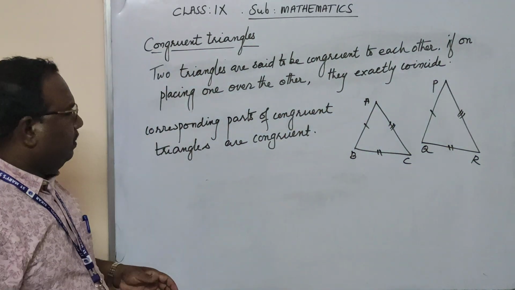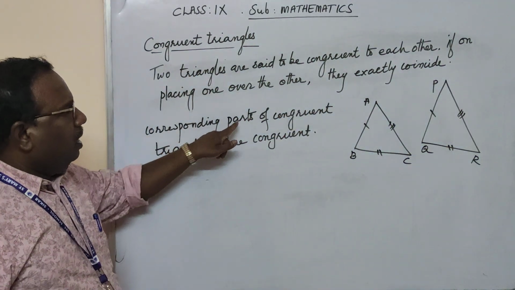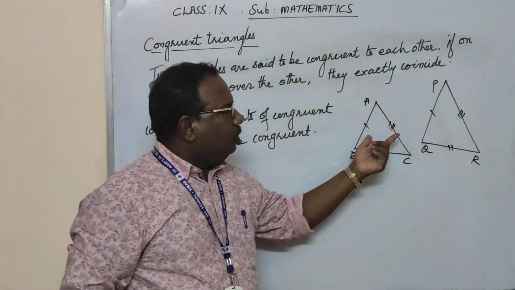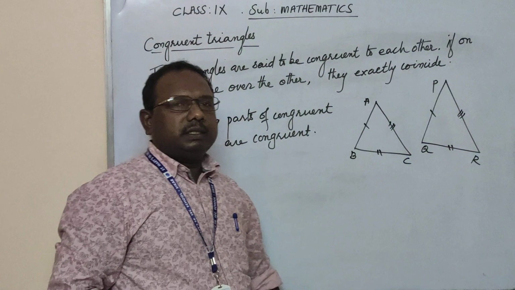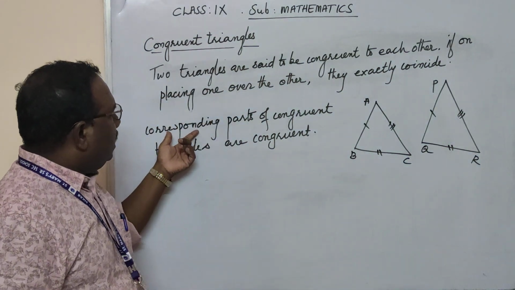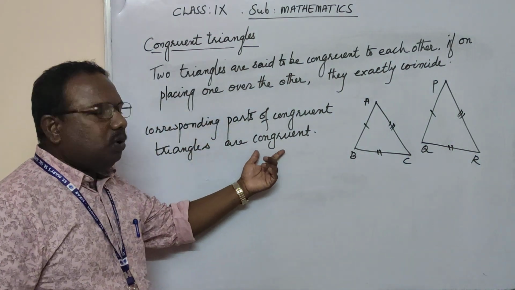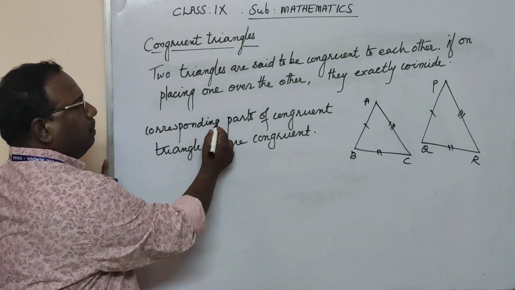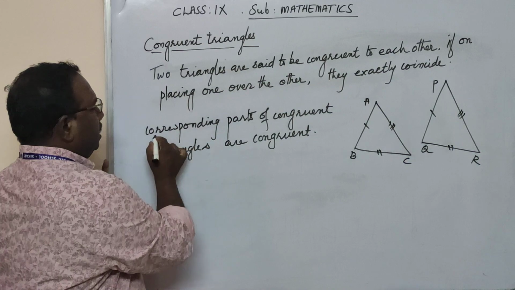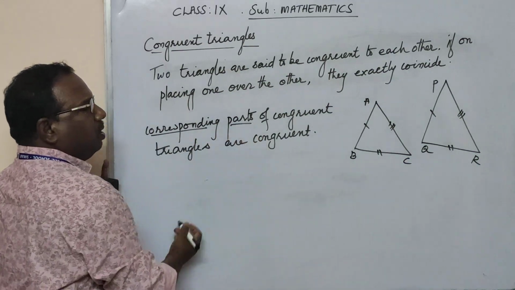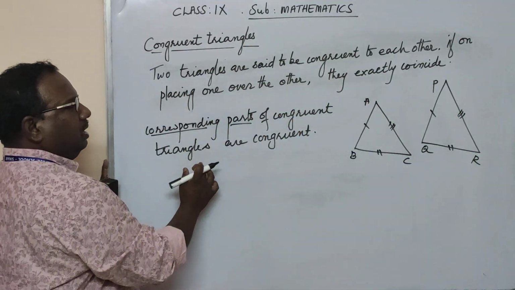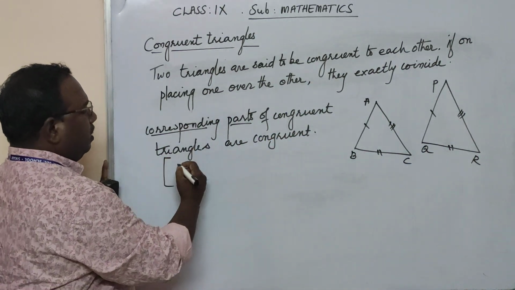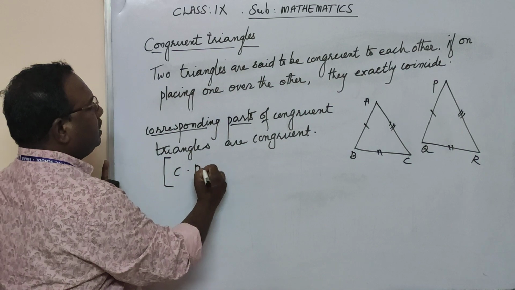Look at the words carefully. Corresponding parts of congruent triangles. These two triangles are congruent triangles, and their corresponding parts are also congruent. In short form, we can say corresponding parts of congruent triangles are congruent. In short form, we say CPCT.